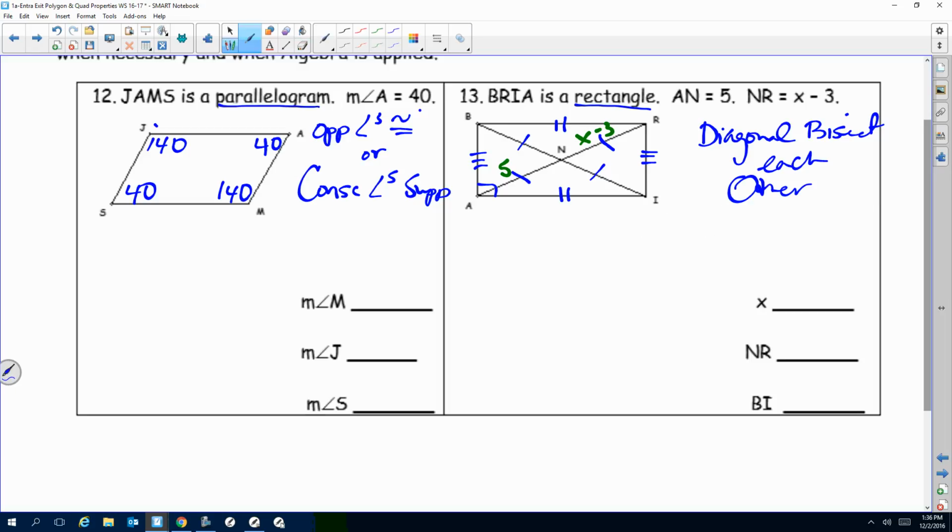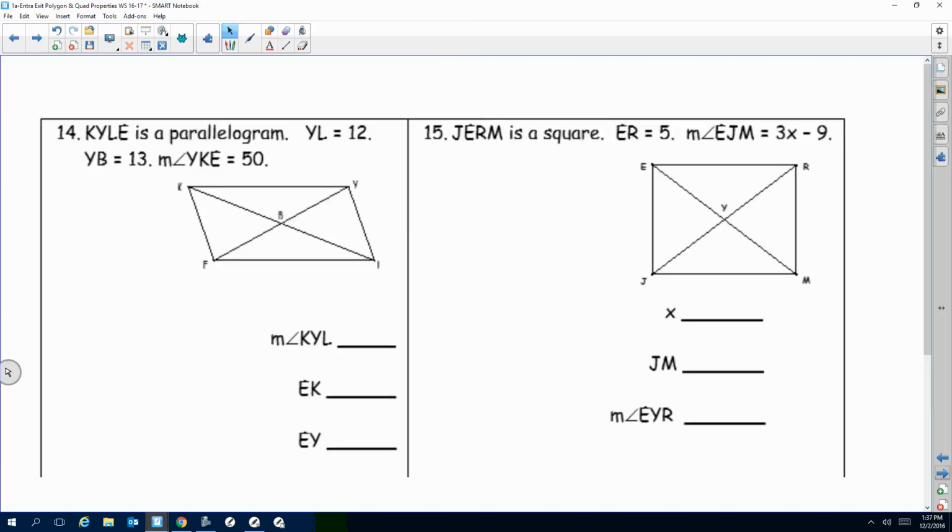We're done right there. X, they have the same tick mark. Yep, we're done. 8. So what is NR? 5, no math needed. There we go. And 10, no math needed. There we go. Done. What is what?